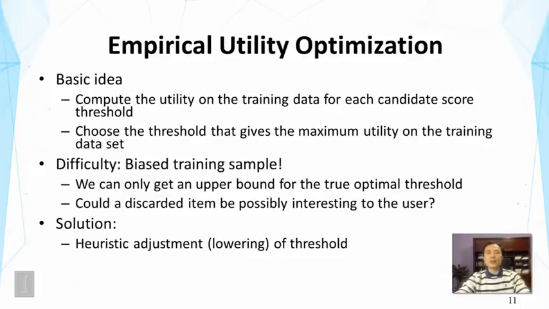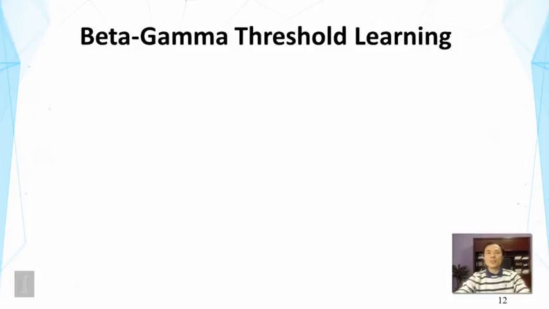So in general, we can only get the upper bound for the true optimal threshold, because the threshold might actually be lower than this. So it's possible that the discarded item might actually be interesting to the user. So how do we solve this problem? Well, as I said, we can lower the threshold to explore a little bit. So here's one particular approach called beta-gamma threshold learning.